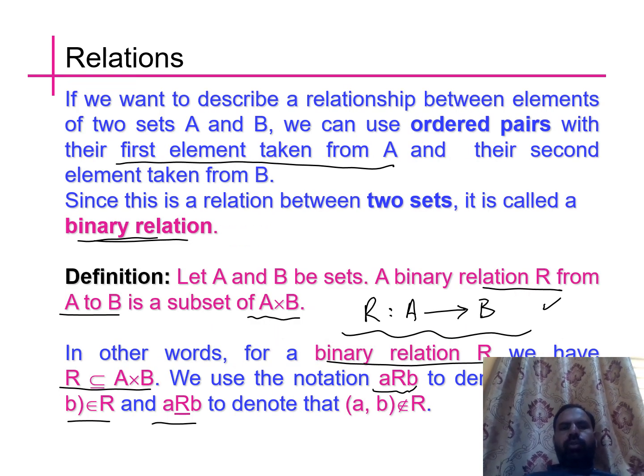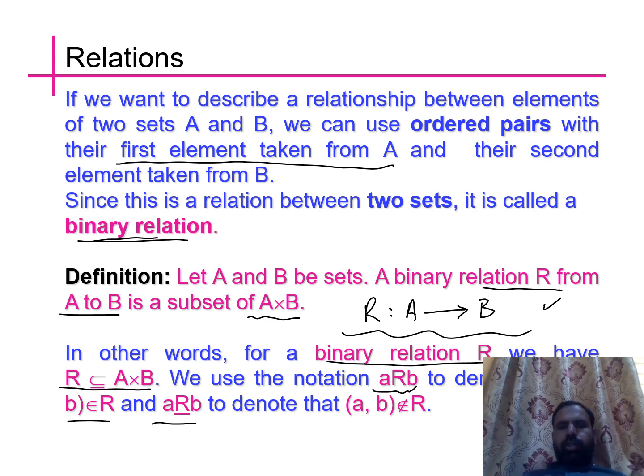If we want to describe a relationship between elements of two sets A and B, we can use ordered pairs with the first element taken from A and the second element taken from B. Since this is a relation between two sets, it's called a binary relation. We give an example with A and B, which are sets.